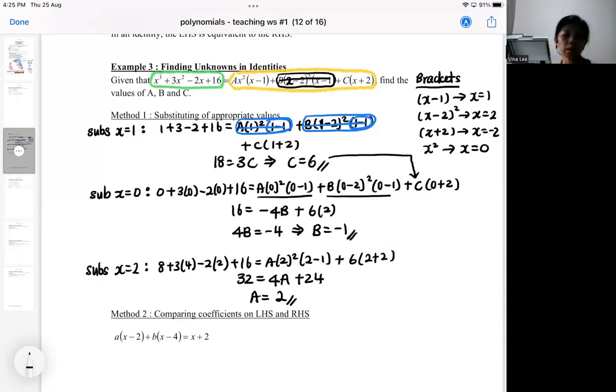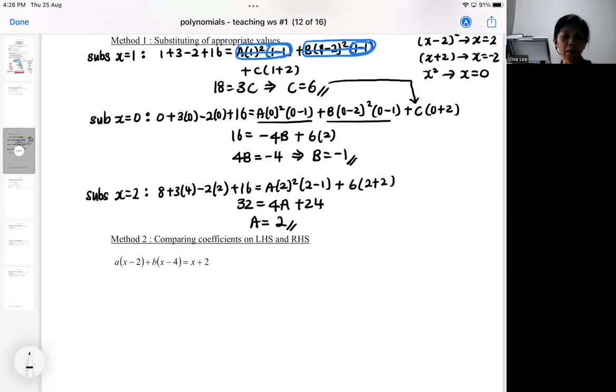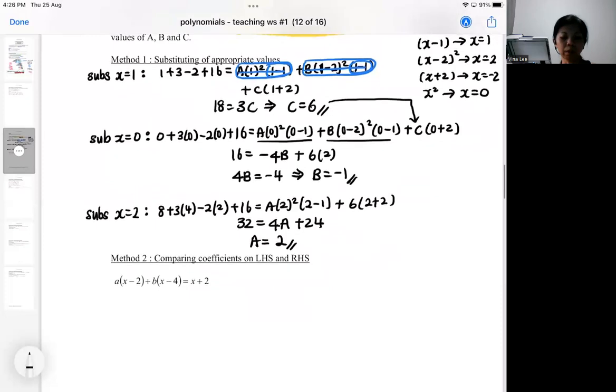So when you see a lot of brackets, you can do the substitution method. You are advised to do this method when you see a lot of brackets, because that means there are a lot of values that make the bracket 0. But sometimes you might not be able to do substitution, or no matter how you substitute, you just don't seem to be able to get the answer.